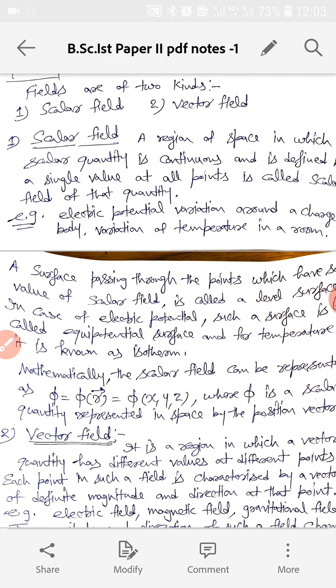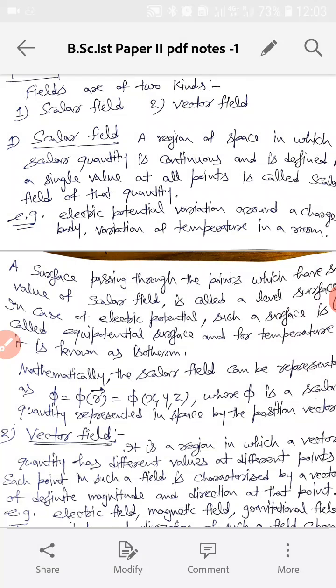Or another example for the temperature case: suppose we draw a straight line over which the temperature is the same throughout that line, then that line is known as an isotherm. Similarly, we can discuss isobars, where the pressure along that line remains the same. So those lines and surfaces over which a scalar quantity remains the same are known as level surfaces. In general we call it a level surface, but for different scalar quantities like electric potential we call it an equipotential surface, and for temperature we call it an isotherm.